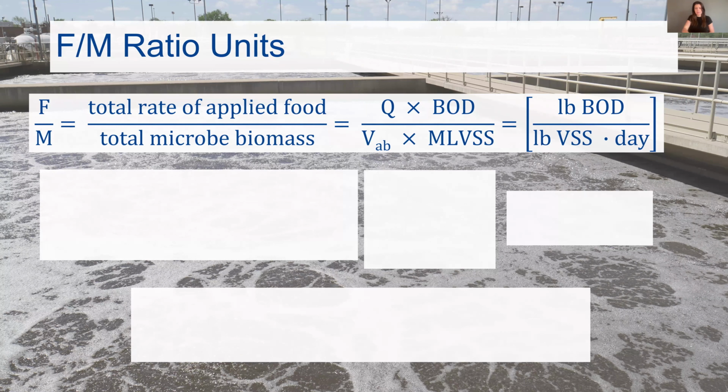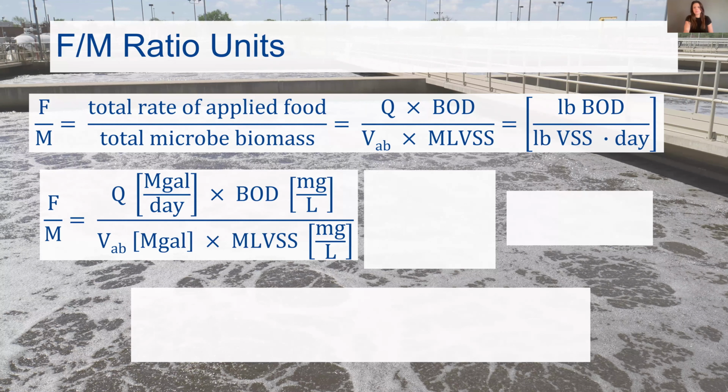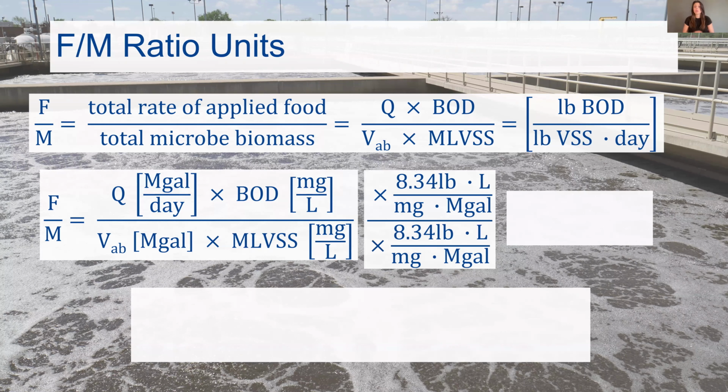But the way we will calculate that is we take the flow coming into the reactor, we measure the BOD concentration in that flow. Then we also, from our design specification, should have the volume of our reactor. Then we multiply that by the MLVSS concentration. Now, sometimes you add in your 8.34 pounds. You add your conversion factors on there, and that would give you your pounds of BOD per pounds of VSS per day.